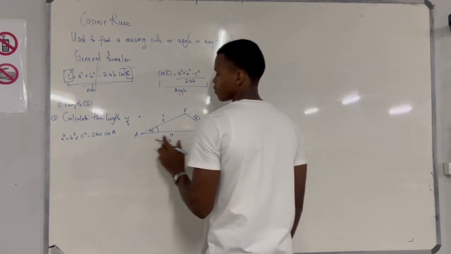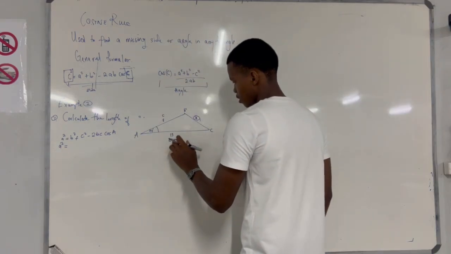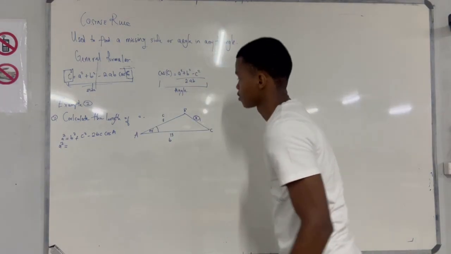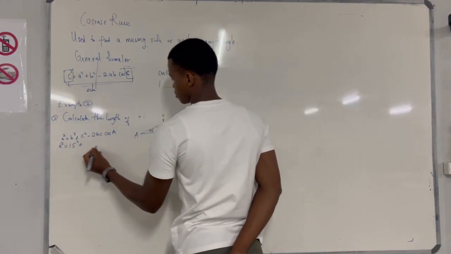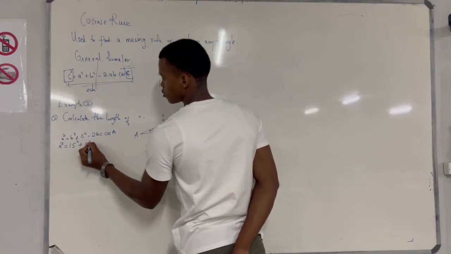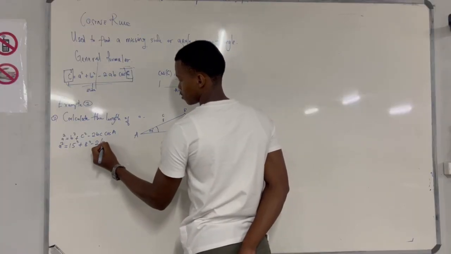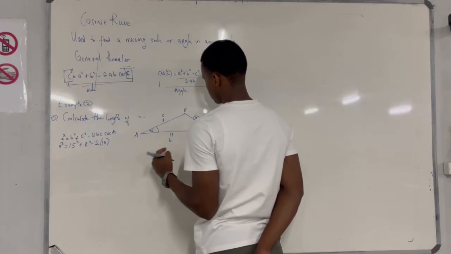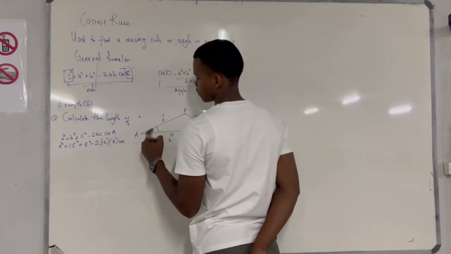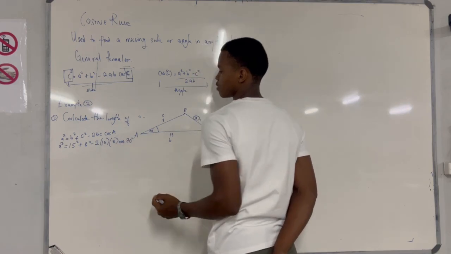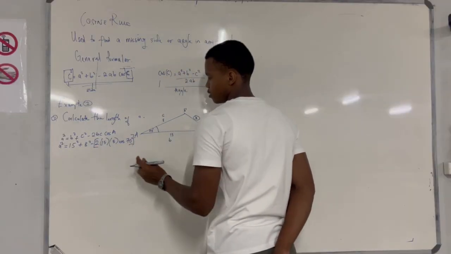So let's substitute our values in the formula. We have a squared equals b squared, 15 squared, plus c, 8 squared, minus 2 times b, 15, times c, 8, times cos 70 degrees. So we can put this in brackets so we can calculate smoothly.